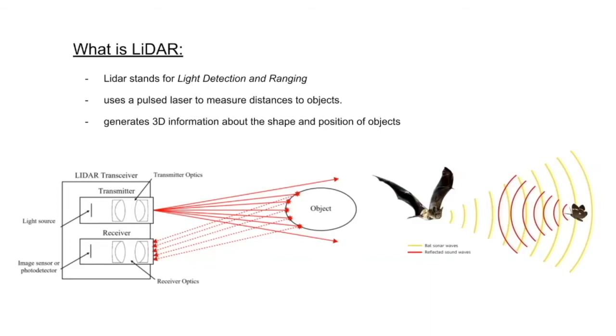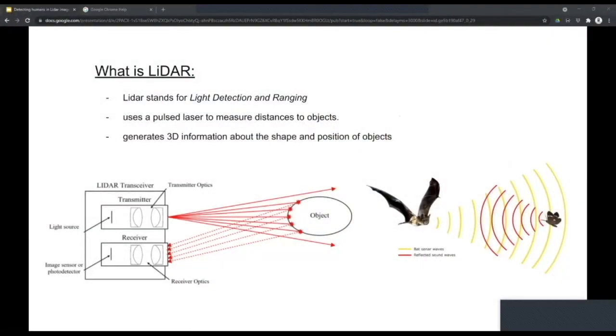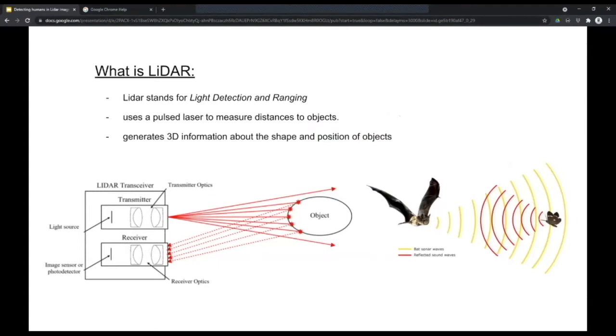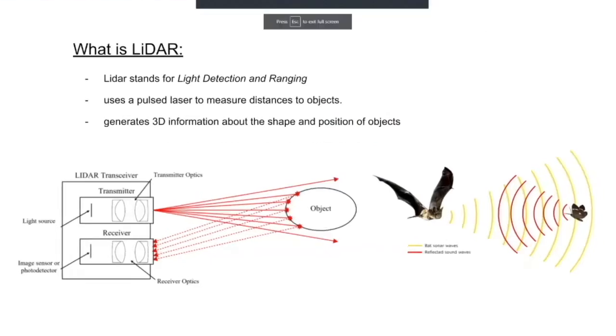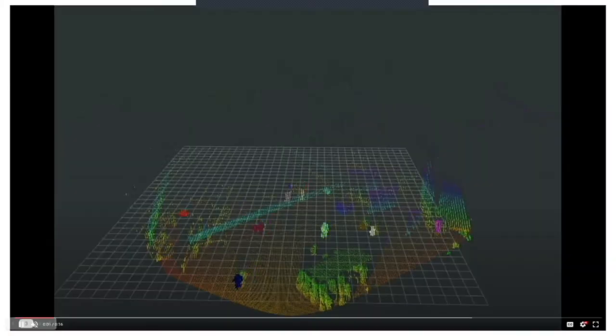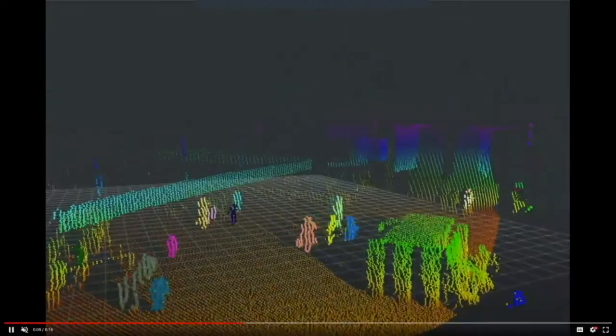A LiDAR sensor is composed of a transmitter and a receiver, as you can see on the left side of the slide. What's really important to know about LiDAR is that it gives us very precise information about the position in space of the objects that it detects. So here you can see the reconstruction of data that is recorded using LiDAR sensors.